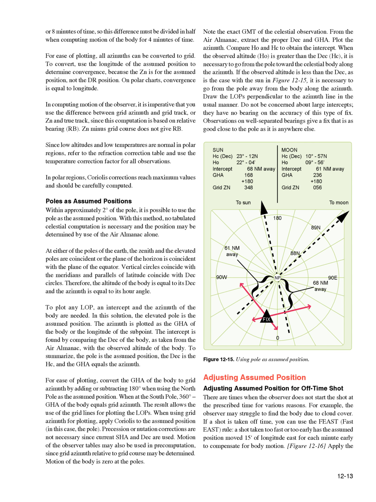To plot any LOP, an intercept and the azimuth of the body are needed. In this solution, the elevated pole is the assumed position. The azimuth is plotted as the GHA of the body or the longitude of the subpoint.